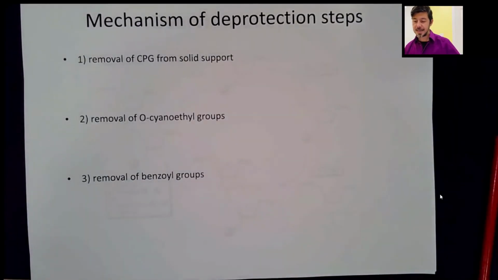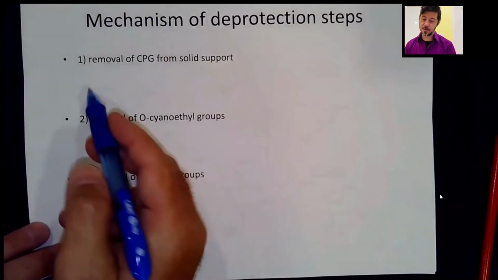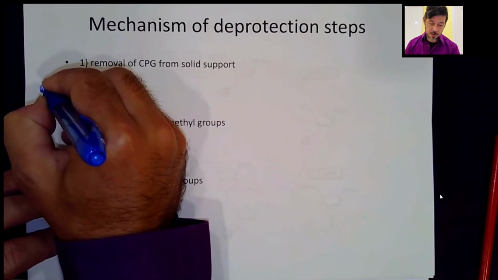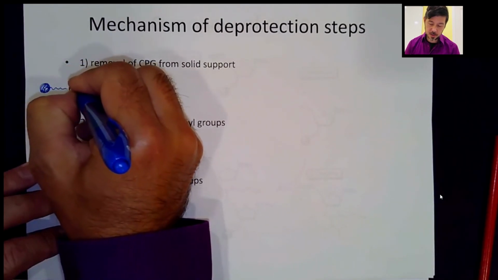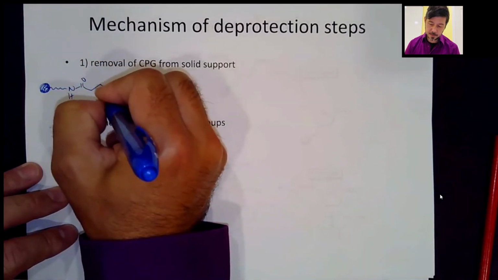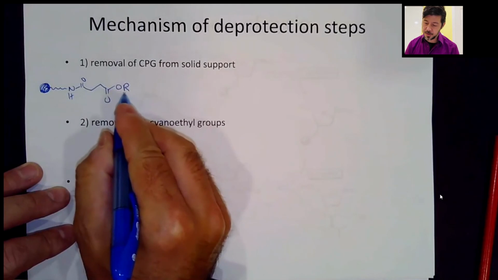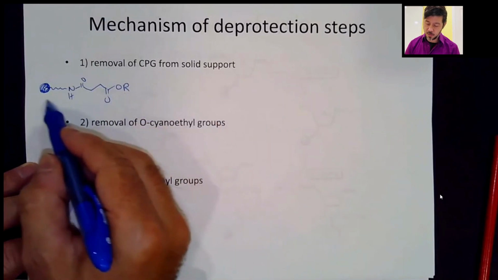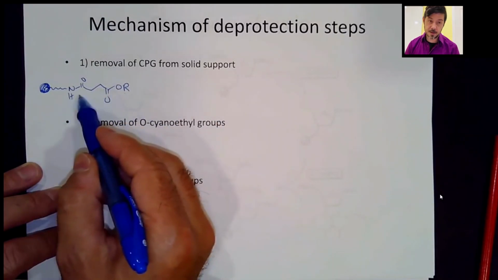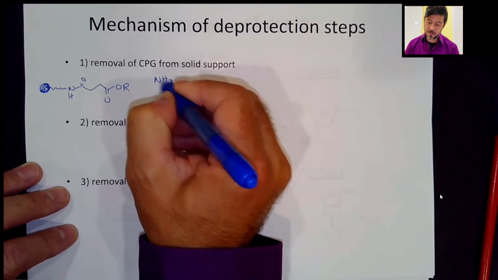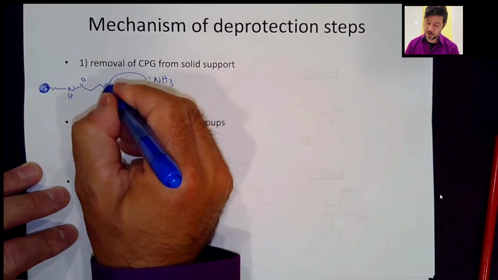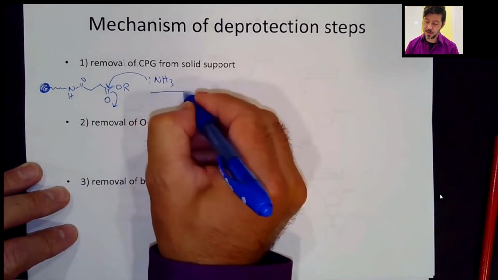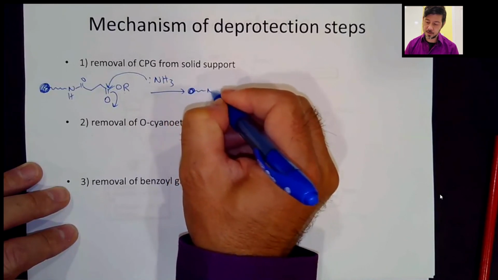So let's look at each of those three deprotection steps. First, removal of the CPG from the solid support. How does that work? I'll draw what that CPG linkage looked like, and R is your DNA. I'm not drawing the DNA, but this is what it looks like. You have an ester and you have an amide. Really, it's fairly straightforward. Your ammonia will come and react at that ester to form a tetrahedral intermediate. It's simple nucleophile and electrophile coming together.